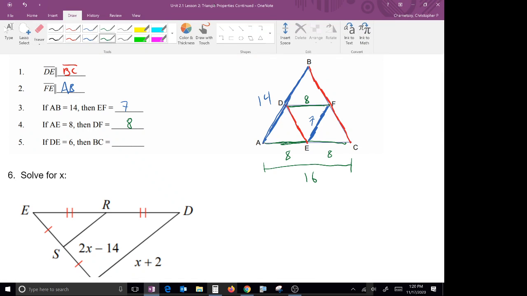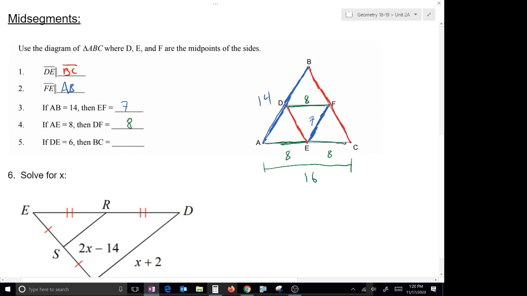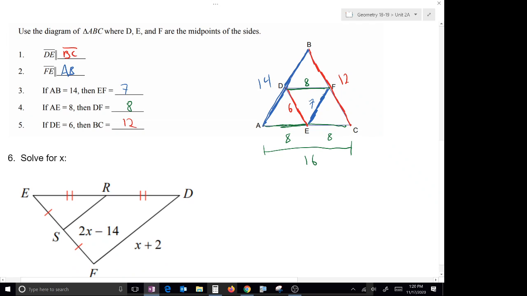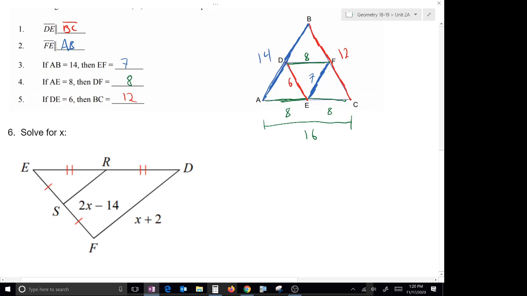And the last question, DE, let's say is 6. So what is BC? Well, DE is half the length of BC. That means that this has got to be twice as much, so that's going to be 12. Okay. All right. Well, that's example question.